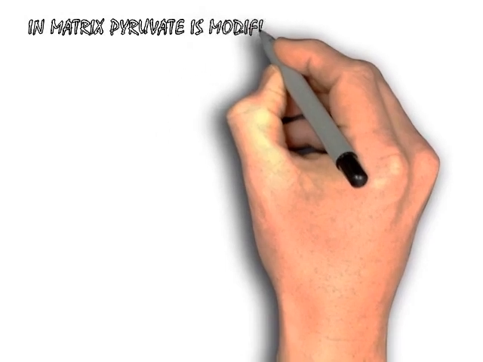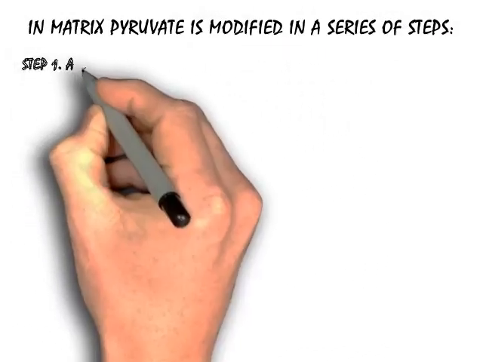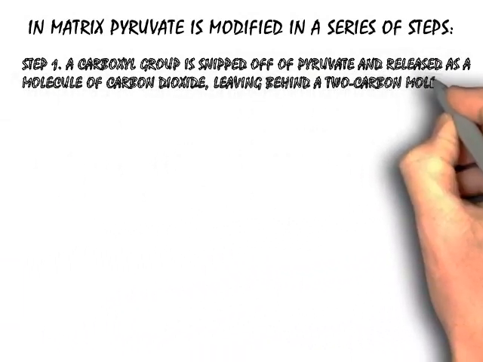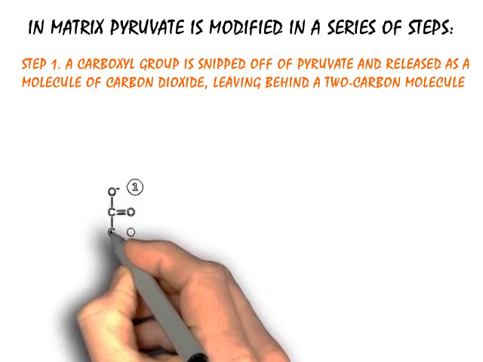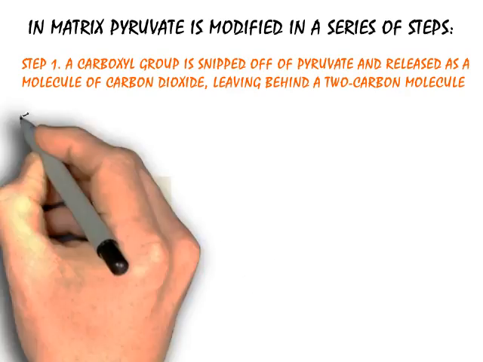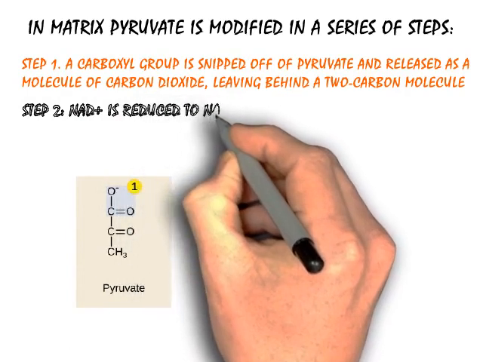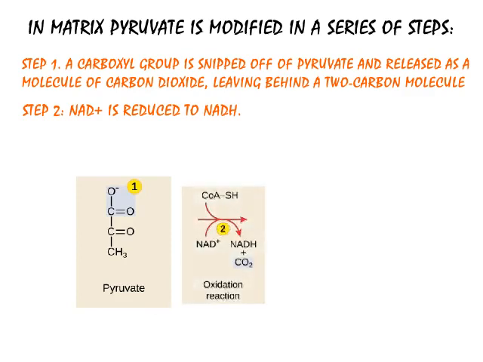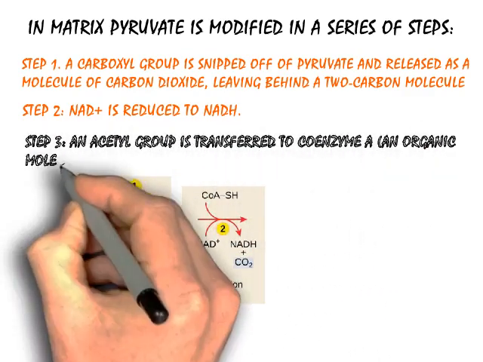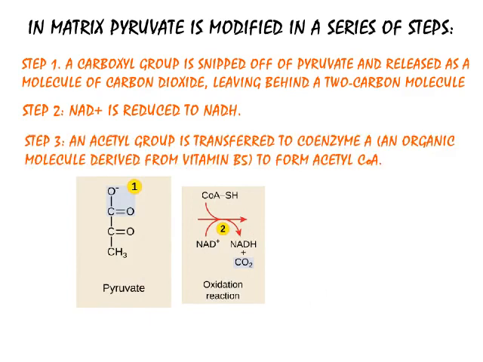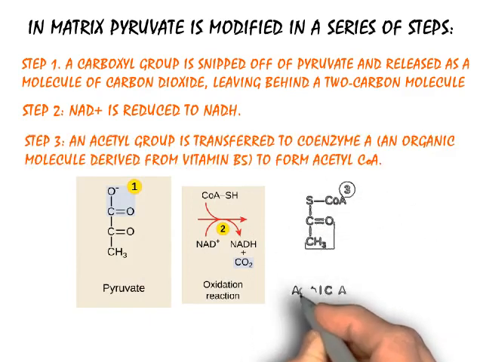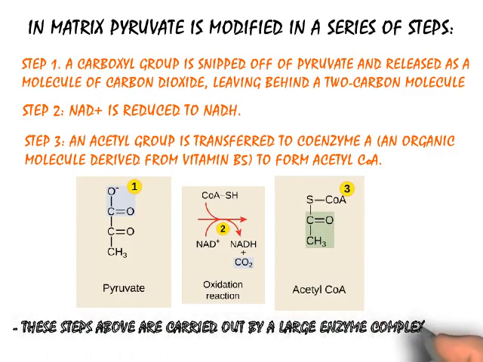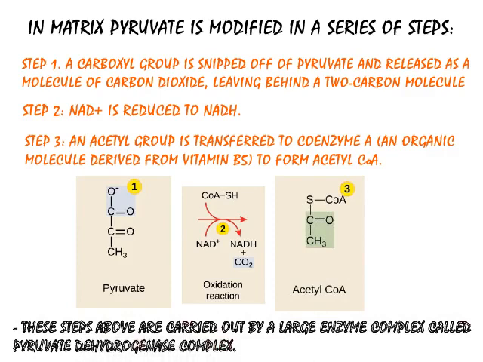In the matrix, pyruvate is modified in a series of steps. In the very first step, a carboxyl group is snipped off or removed from pyruvate and a carbon dioxide molecule is released, leaving behind a 2-carbon molecule. In the next step, NAD+ is reduced to NADH. Now moving on to the third step, an acetyl group is transferred to coenzyme A, an organic molecule derived from vitamin B5, to form acetyl-CoA. The steps above are carried out by a large enzyme complex called pyruvate dehydrogenase.